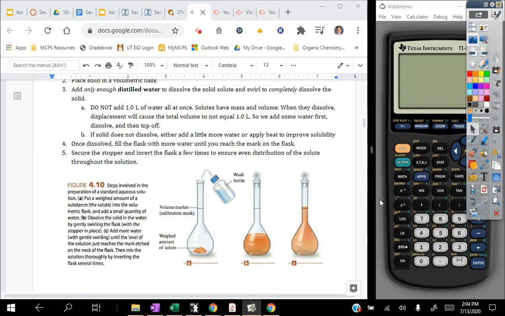Once dissolved, as you can see in picture B, you can add the remaining water up to the line, as you can see in picture C. There's only one marking for this particular flask, so you need to make sure that the flask you select matches whatever volume you need at the end of making your solution. Then you can secure the stopper. Sometimes we use parafilm to cover. And then we invert the flask a few times to ensure even distribution of the solute throughout the solution. If you have trouble getting your solid to dissolve, you can add a little more water or apply heat to improve the solubility.